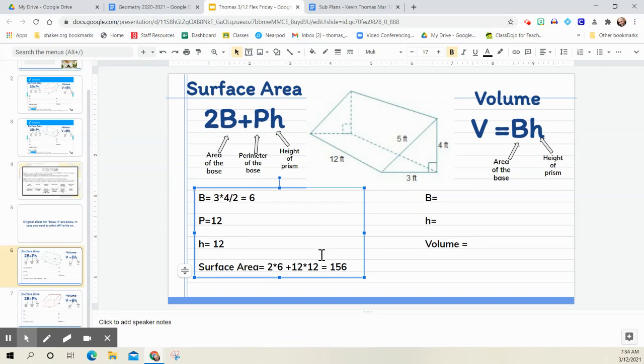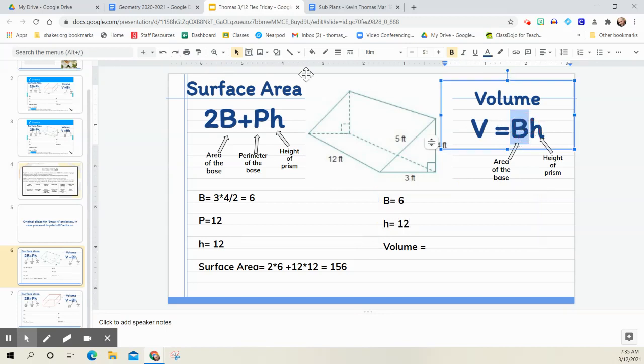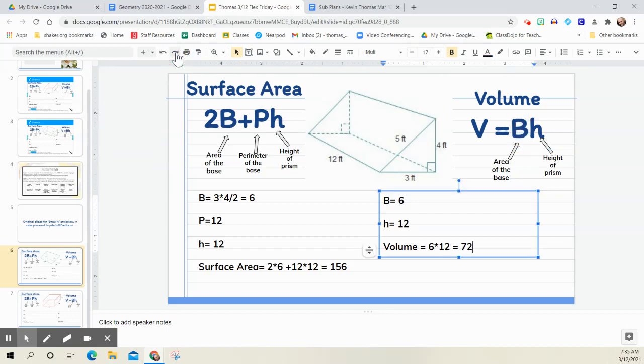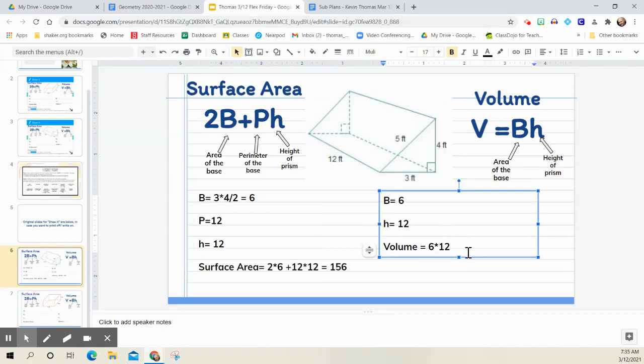And now that you've found the area of the base, perimeter of the base, and the height, you can use those exact same numbers for the volume. So we've already found the area of the base, that was 6. We already found the height of the prism, that was 12. To find the volume, you just multiply those two things together. 6 times 12 is 72. Oh, that was a little fast. 6 times 12 equals 72, and that's the volume of that prism.